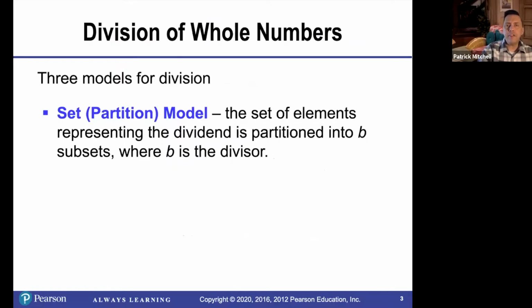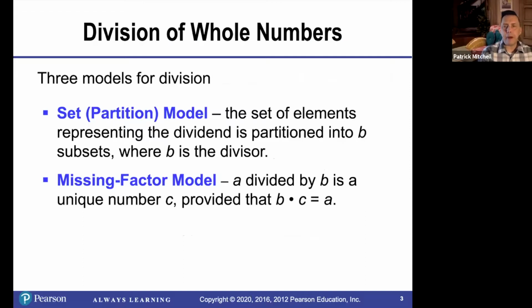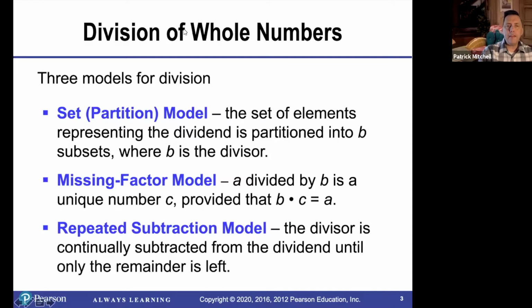So 3 models for division that we'll talk about. First is the set or partition model, where the set of elements representing the dividend is partitioned into B subsets, where B is the divisor. We also have the missing factor model, which says that A divided by B is a unique number C, provided that B times C is equal to A. And of course, all of these things will make more sense when we look at examples. And then there's the repeated subtraction model, where the divisor is continually subtracted from the dividend until only the remainder is left.